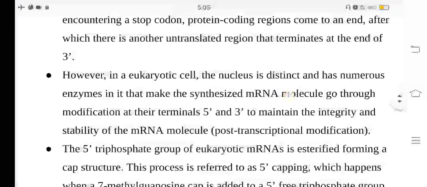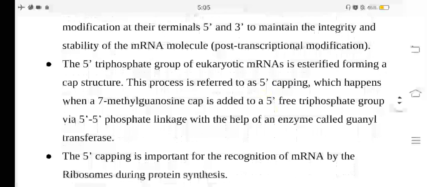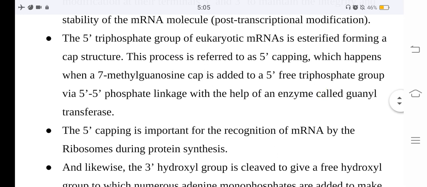However, in the eukaryotic cell, the nucleus is distinct and has numerous enzymes in it that make the synthesized mRNA molecule go through modifications at their terminals, 5' and 3', to maintain the integrity and stability of the mRNA molecule. There is post-transcriptional modification. The 5' triphosphate group of eukaryotic mRNA is esterified, forming a cap structure.